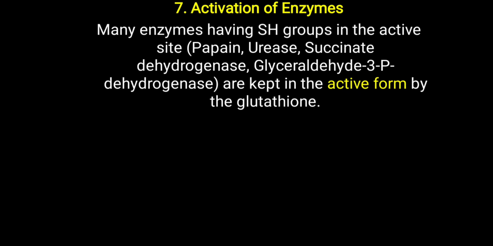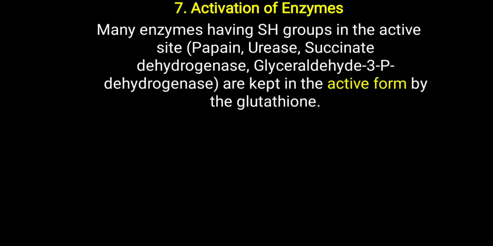So many enzymes have an SH group in the active site. Basically, the active site is the site where a particular substrate is attached to the enzyme. Papain, urease, succinate dehydrogenase, glyceraldehyde 3-phosphate dehydrogenase are enzymes where the active site has the SH group, and this SH group is kept in the active form with the help of glutathione.